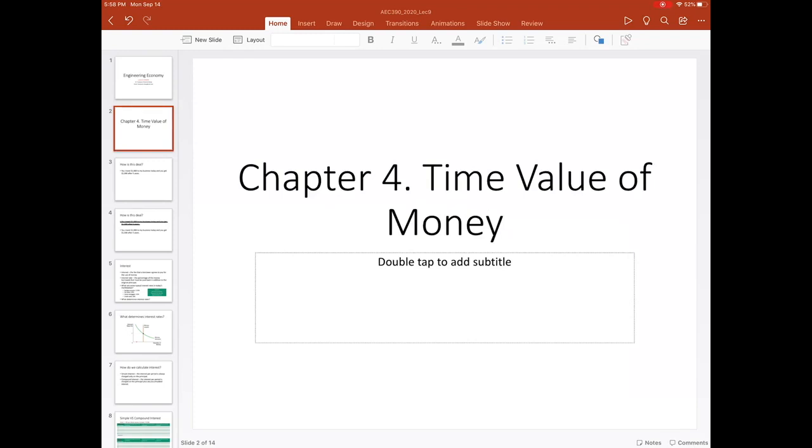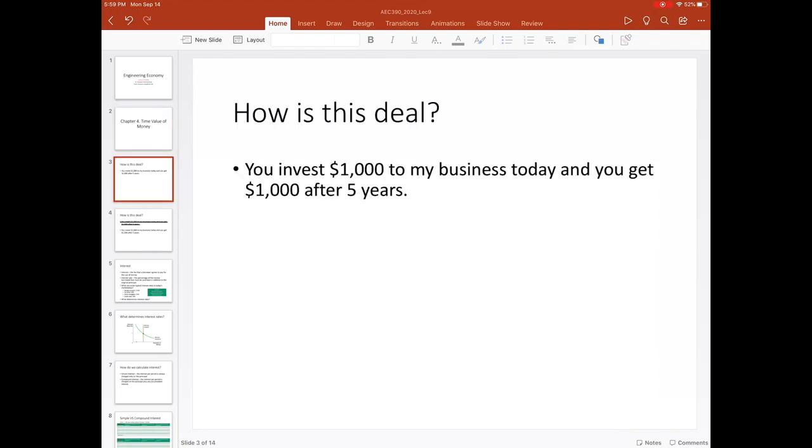Number 4, before we learn the cash flow diagram, we want to learn an idea of interest. Interest is the reason why money has time value, why the value of money changes over time.